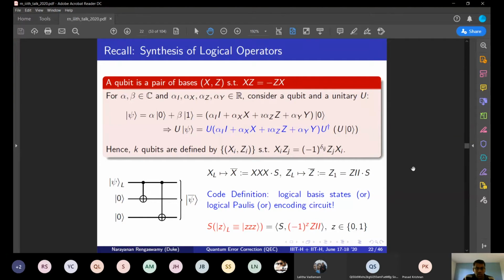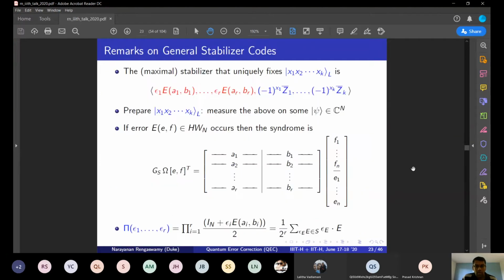Hopefully that was clear. So what have we seen so far? Once you have defined a stabilizer group, if you want to define the unique maximal commutative stabilizer subgroup that defines a logical basis state, you just add all the logical Z operators with an appropriate sign that is modulated by whether the bit is 0 or 1.